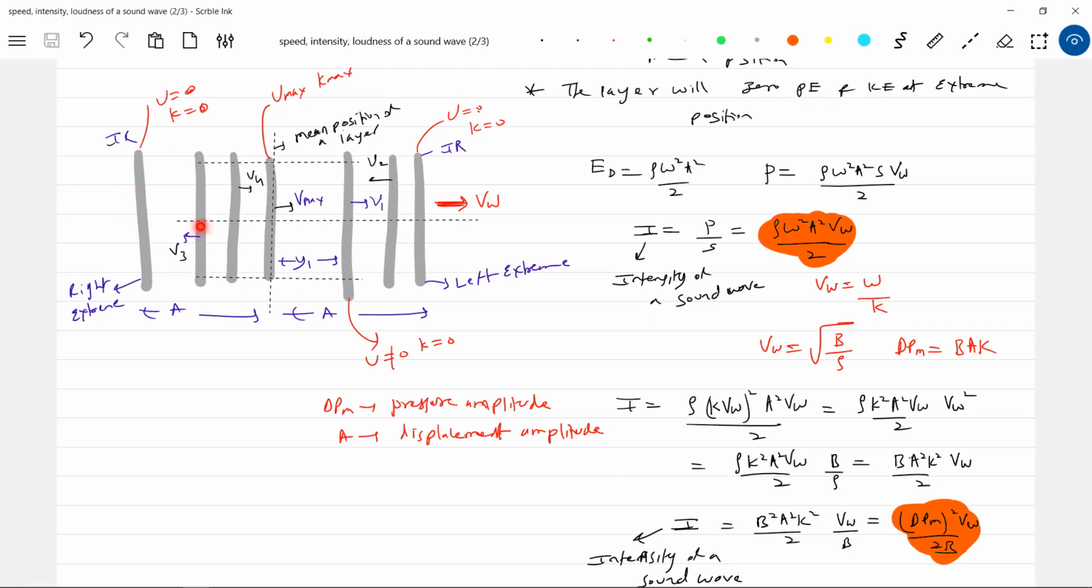And what about this layer? Between mean and left extreme, moving away from mean position, or opposite to the direction of wave propagation. What about this layer? Between mean and extreme, and moving in the direction of wave propagation.